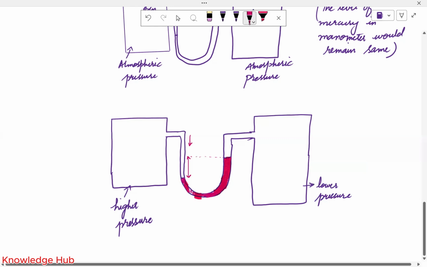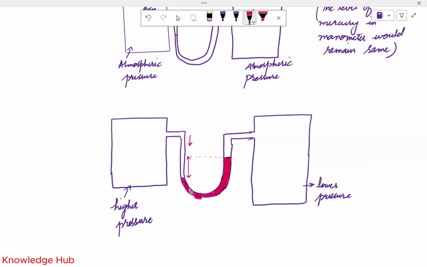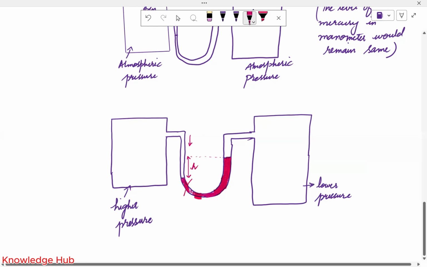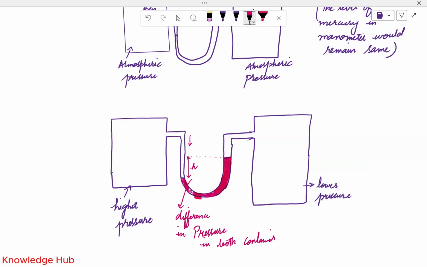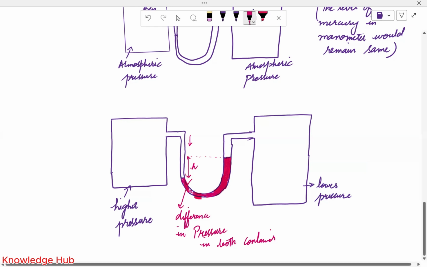So this difference in height of mercury tells us the difference in pressure in both containers, because we know that this container is at higher pressure, exerting more pressure downwards on mercury. So this would move upward. This difference records the difference in pressure in both containers.